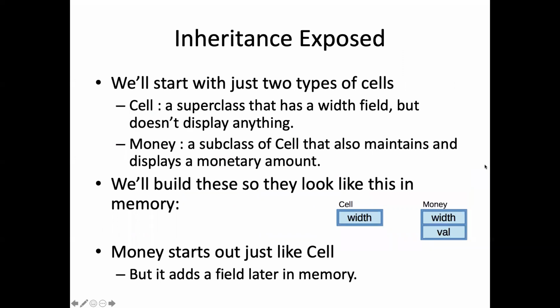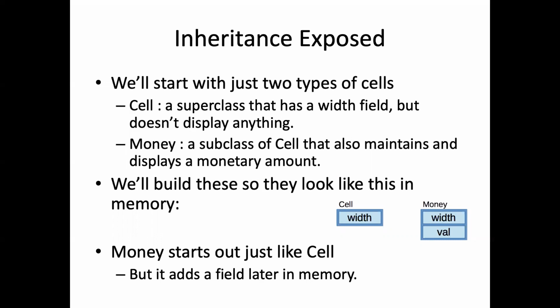I'm going to build a cell so that it just has a width field. Different cells can need different amounts of horizontal space. We'll measure that in characters. So when I print what's in the cell, how many characters do I need? But we're also going to have money as a type of cell that not only keeps up with a width, but also has a numeric, a floating point.